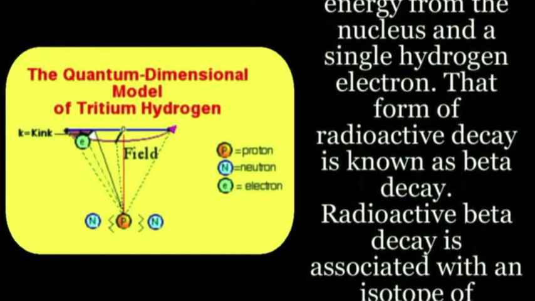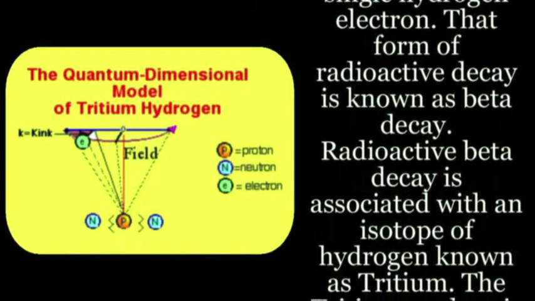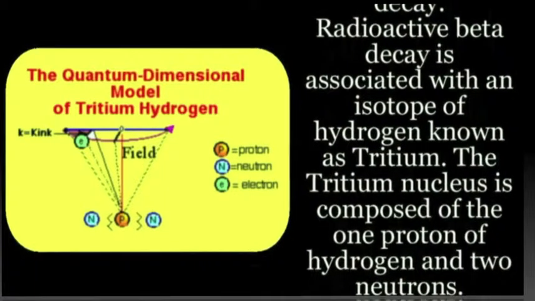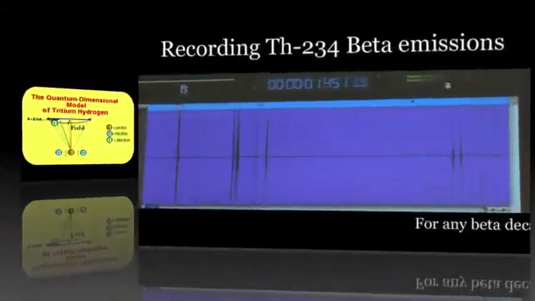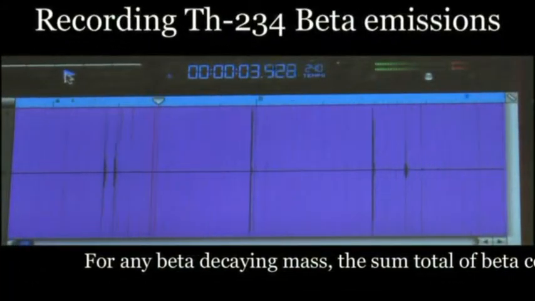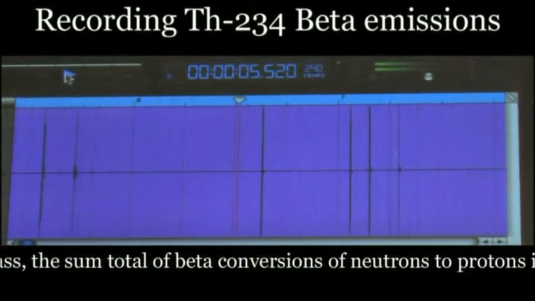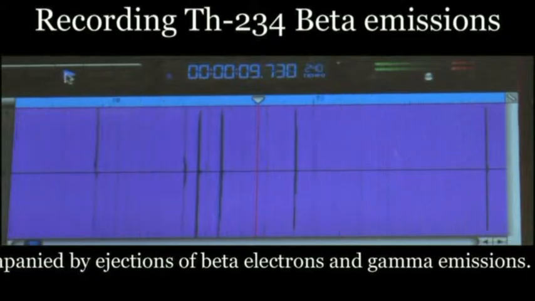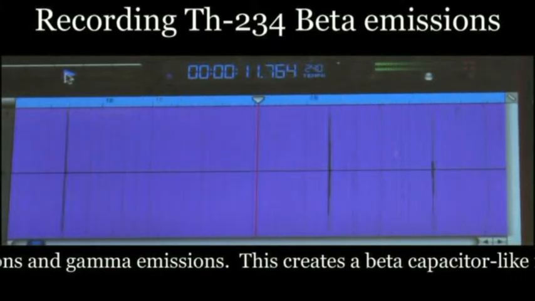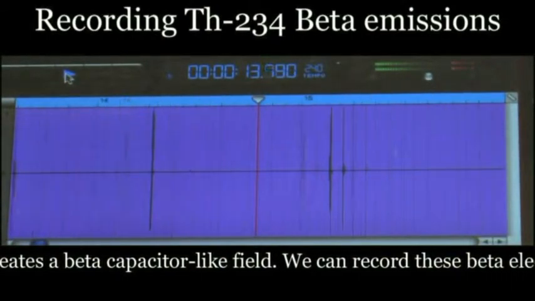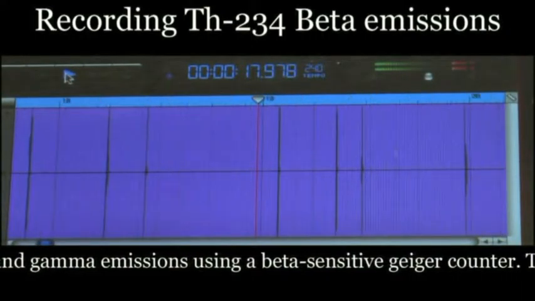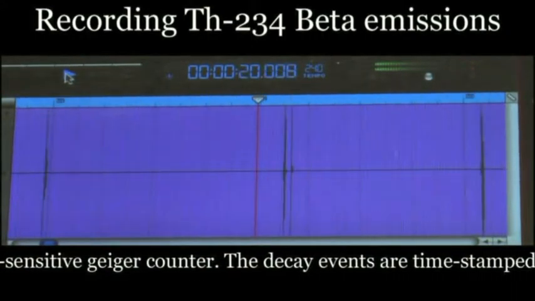Radioactive beta decay is associated with an isotope of hydrogen known as tritium. The tritium nucleus is composed of the one proton of hydrogen and beta decaying mass. The sum total of beta conversions of neutrons to protons is accompanied by ejections of beta electrons and gamma emissions. This creates a beta capacitor-like field. We can record these beta electrons and gamma emissions using a beta-sensitive Geiger counter.